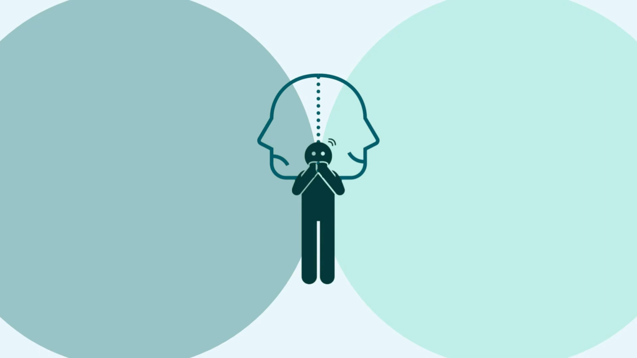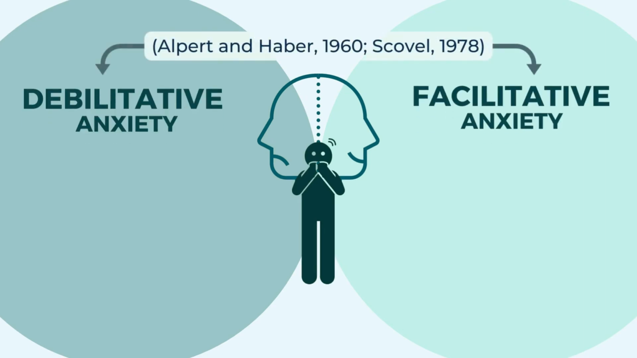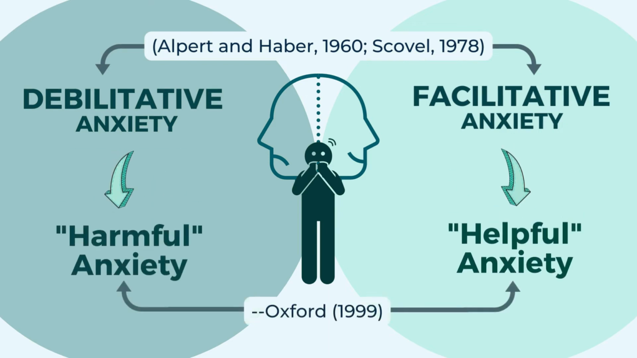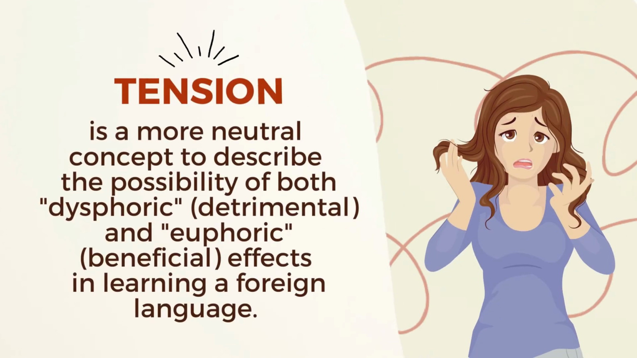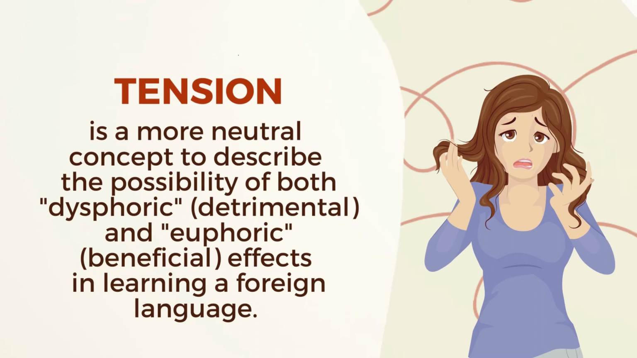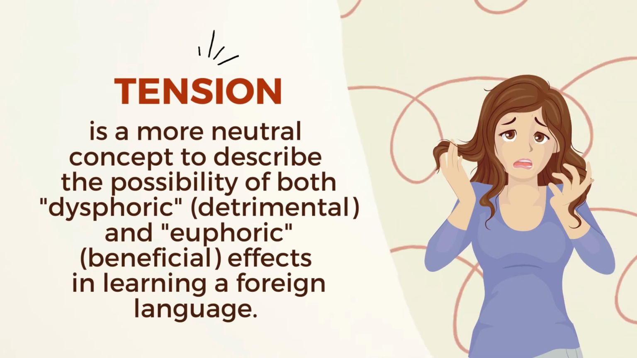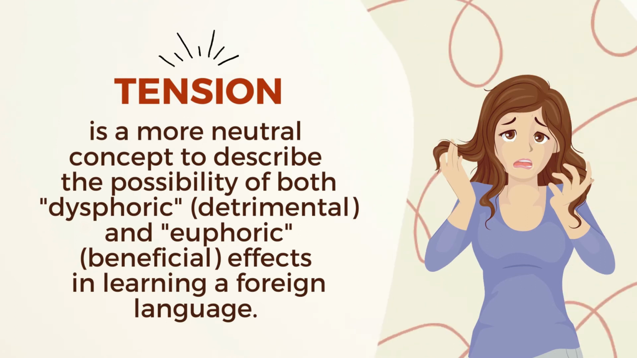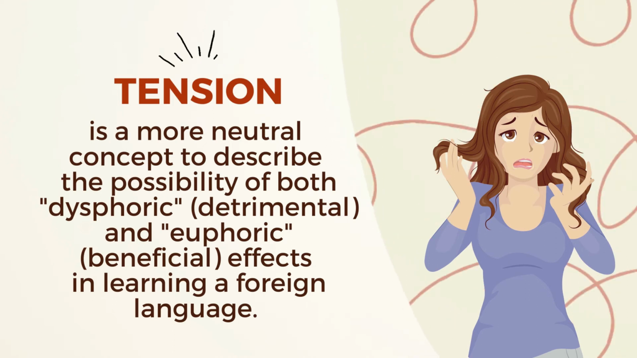There are two kinds of anxiety: debilitative and facilitative anxiety, or harmful and helpful anxiety. Tension is a more neutral concept to describe the possibility of both dysphoric or detrimental and euphoric or beneficial effects in learning a second language.